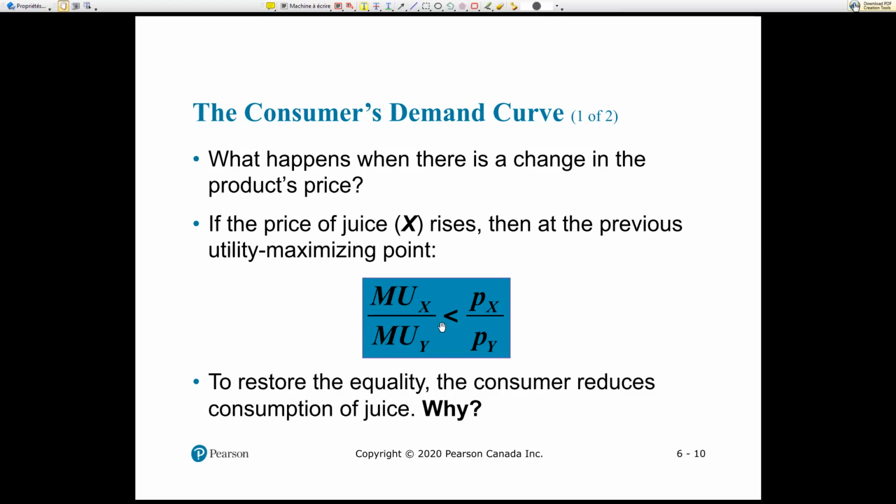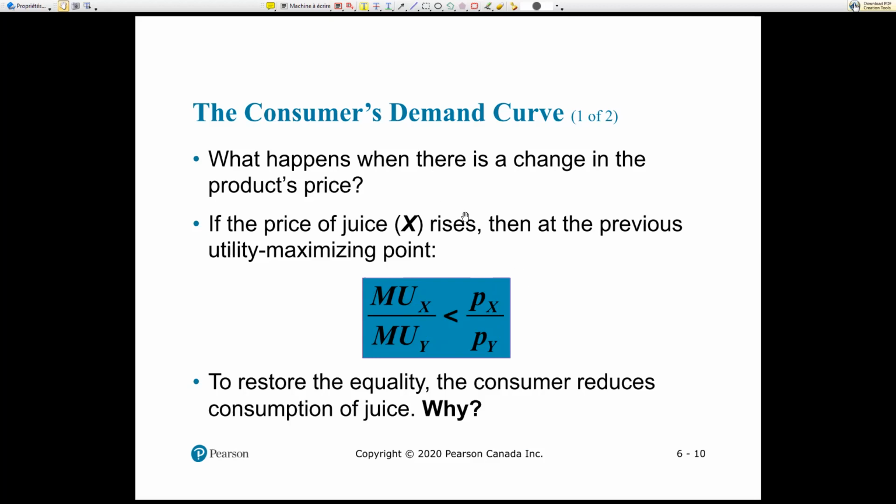It's already written there. If you were wondering what the right answer is, it's more expensive, so I want less juice. I think it's kind of obvious. But then how does that work in here? What happens is I need to have the marginal utility of x divided by the marginal utility of y equals px divided by py.